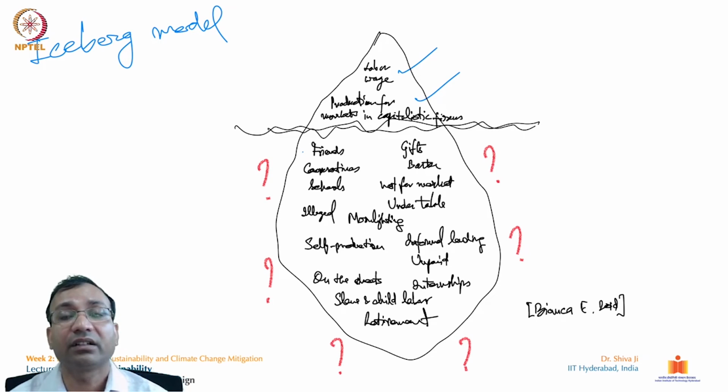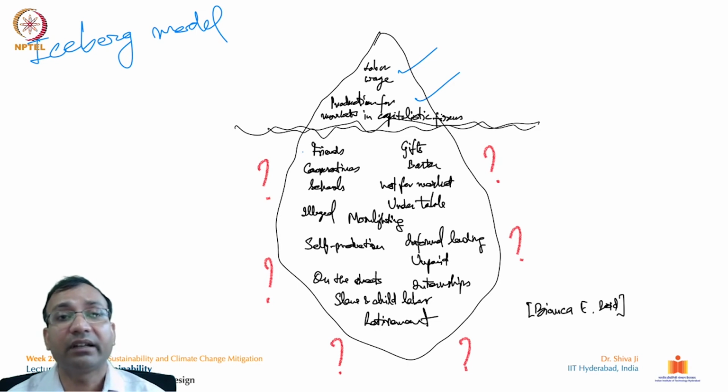The next one is production for markets in capitalistic forms, so how markets can be created. These are some traits, some factors which are directly visible and available to our experience. But there are some traits which are hidden, which cannot be seen directly but can be felt in a subjective atmosphere.